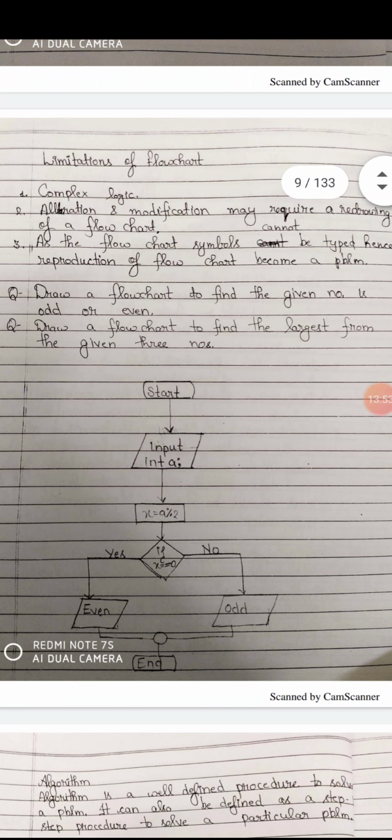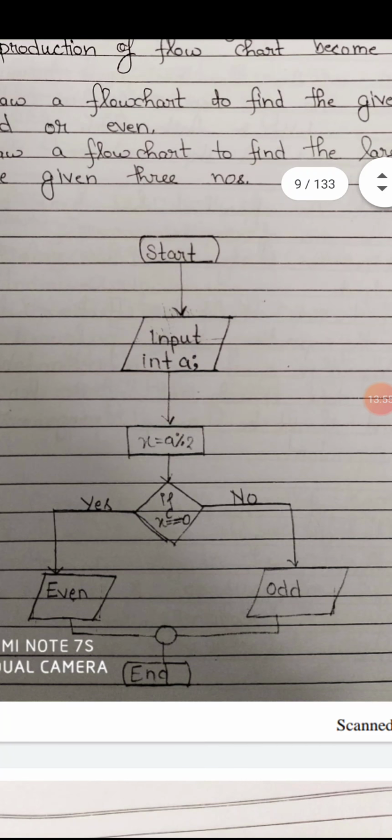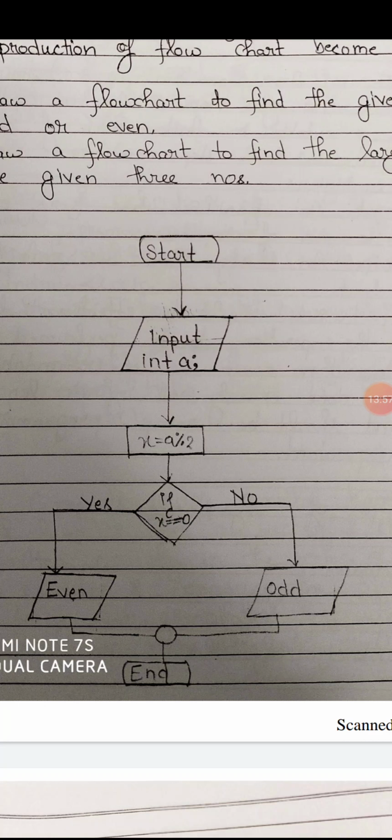And in the decision box, if it is yes, then we say that the number is even. Now even and odd is an output, so we will write even and odd in the output box. Now the output box will produce one output.